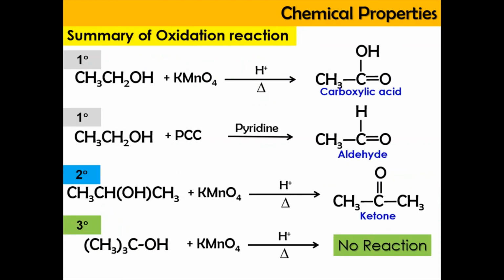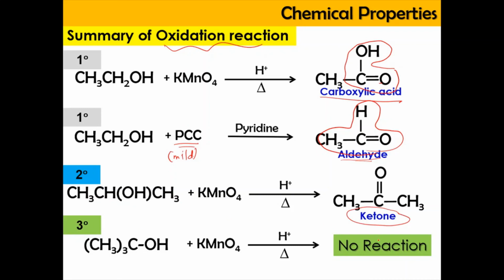This is the summary of the oxidation reactions that I have talked about just now. For primary alcohol, using a strong oxidizing agent, it will produce a carboxylic acid, C=O with OH. Using a mild oxidizing agent, what we produce is an aldehyde, with one less oxygen. So primary alcohol can produce a carboxylic acid or an aldehyde depending on the strength of the oxidizing agent. Secondary alcohol will always produce a ketone, and for tertiary alcohol, there will be no reaction.